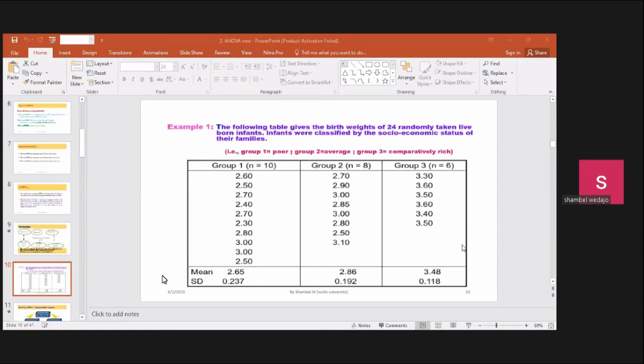Between variation is explained by the grouping variable, or because of the treatment effect. Within group, however, it is individual variation.